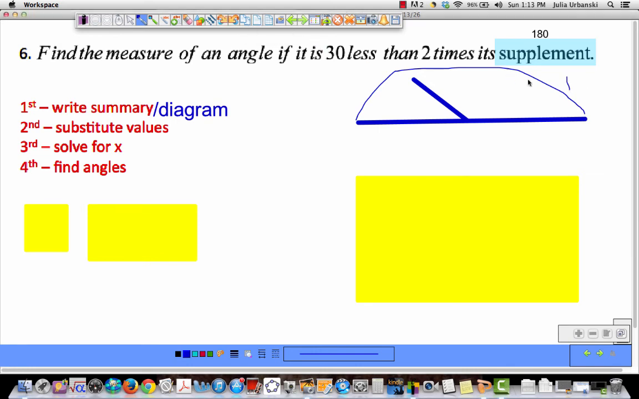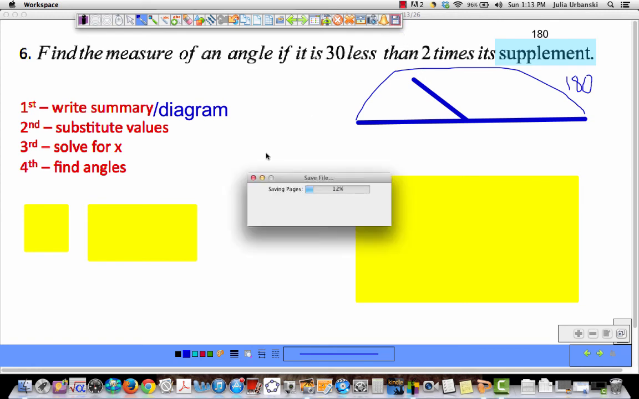Sorry about that. So here is the trick when it looks like this. You have to remember that there are two angles, and you have to start off with one of the angles. You can call it whatever you want. I'm going to call it X.